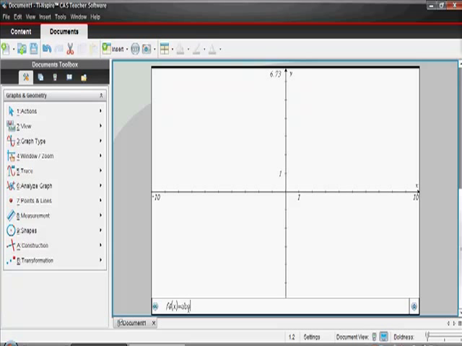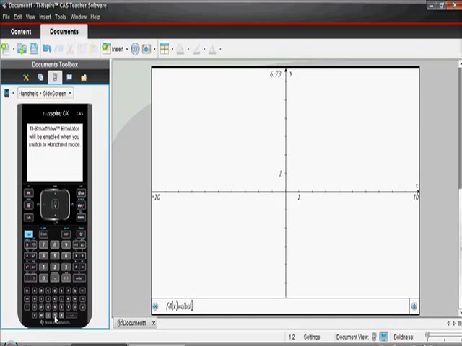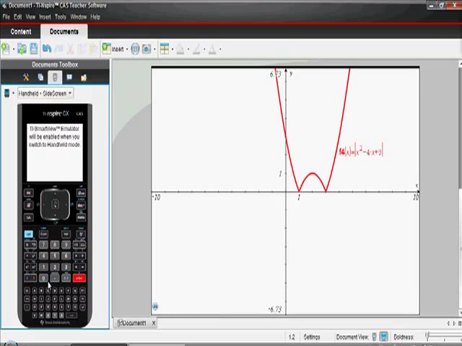We had an absolute value function. I'm on a TI-Nspire CAS or TI-Nspire CAS CX. Either way, it works fine. So I'm going to put in this absolute value function, the one that we had initially, and this is the basis of the question. So if this is our function, it was x squared minus 4x plus 3, right? So there's the graph of that.